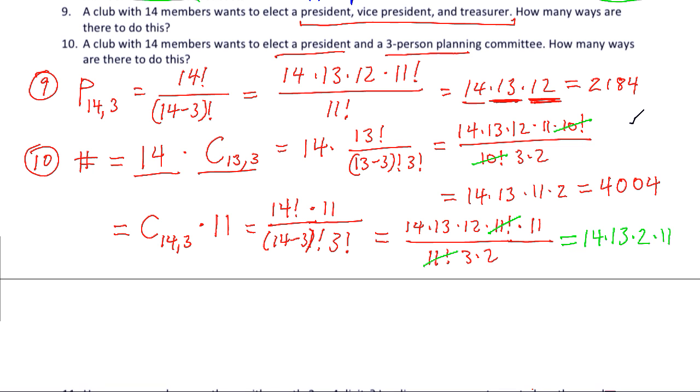And it is in fact equal to the same thing. Okay, so either way we can do it, and it's kind of neat, I think, that you can do it in either order: you can either choose the president first, then the committee, or the committee first, then the president, and it works out. So hope that helps.